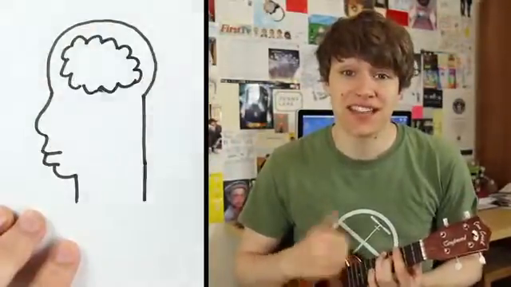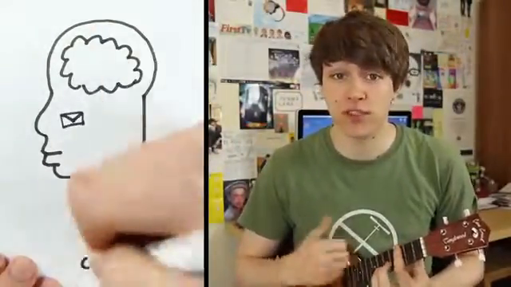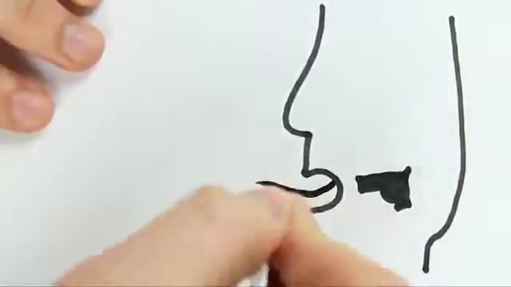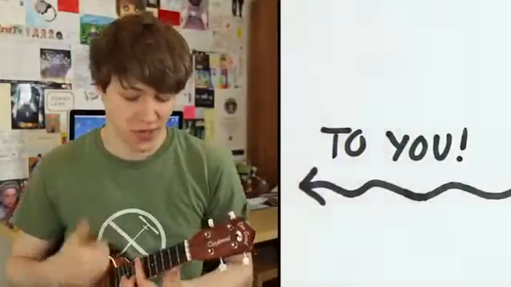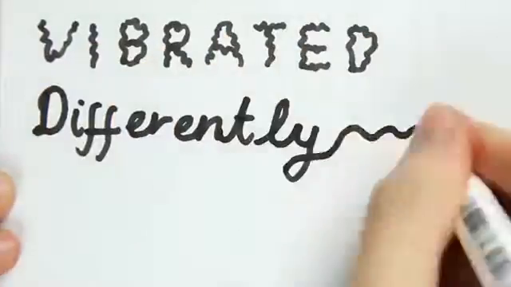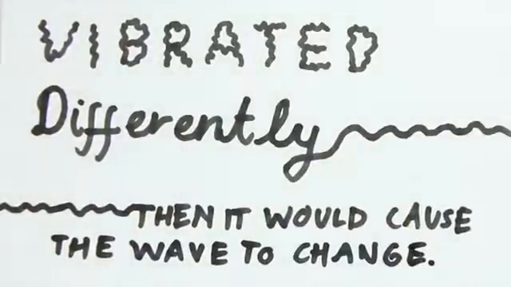Ready? It starts with an idea or an impulse to make a sound, and then a message gets sent from my head to where my vocal cords are found, and they vibrate and cause the air to vibrate too. Then the air gets shot out of my mouth on its way to you. This vibration I've just made travels as a wave, but if I vibrated differently, then it would cause the wave to change. If I sing low, then the frequency of the wave drops. If I sing high, then the frequency is high too. And if I'm loud, then my microphone pops.